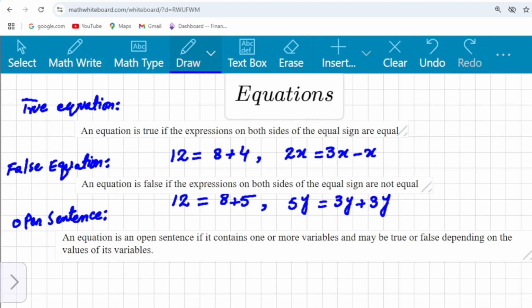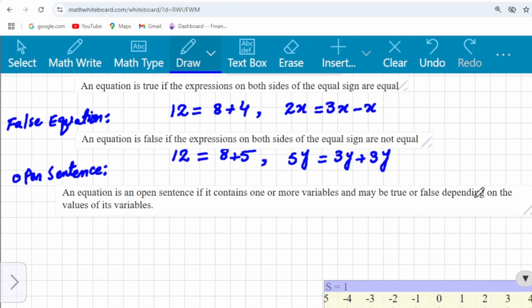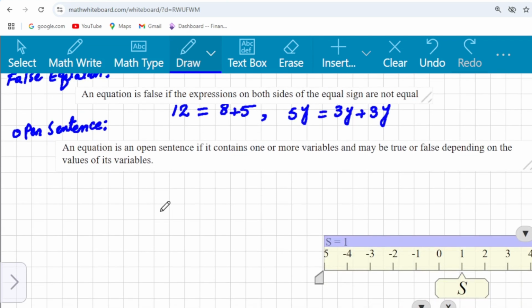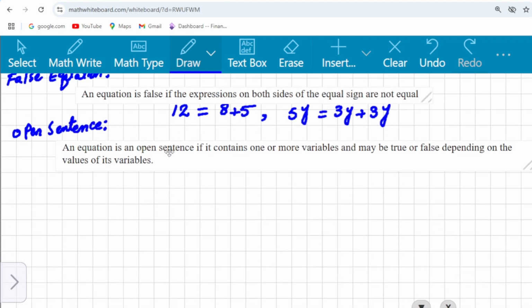And the third one is the open equation. An open equation is a bit different from these two. An equation is an open sentence if it contains one or more variables, like y, x, and it may be true or false depending on the values of its variables. So maybe true, maybe false. We can't say anything about this.